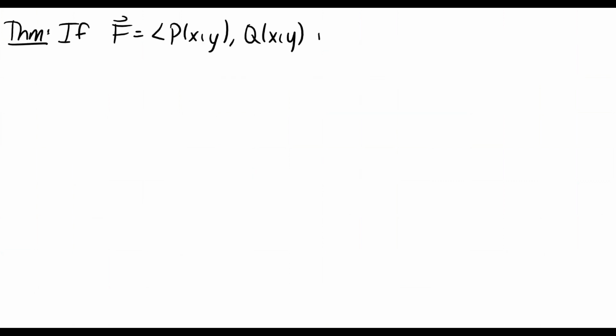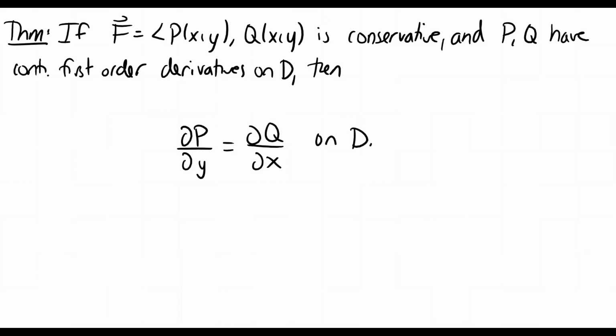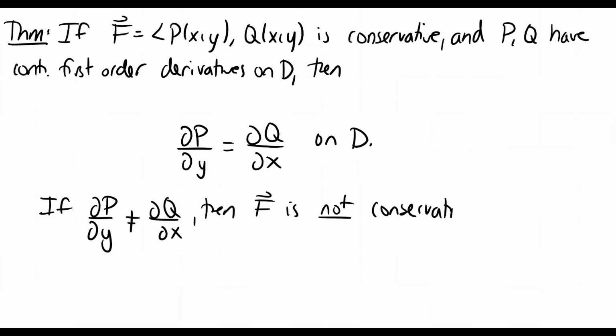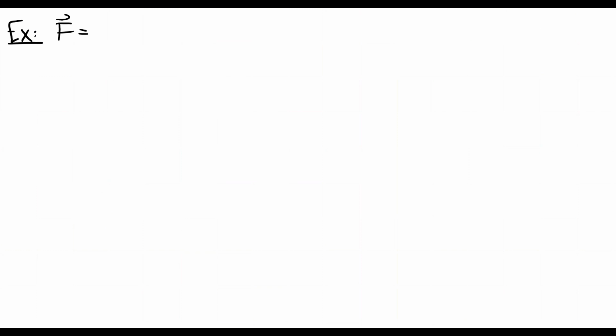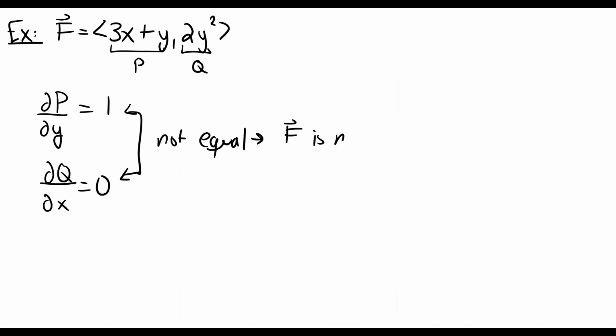This gives us a necessary condition for conservative vector fields. If F equals P, Q is a conservative vector field where P and Q have continuous first-order partial derivatives on a domain D, then throughout D we must have that the partial derivative of P with respect to y must equal the partial derivative of Q with respect to x. What this means is that if the partials of Q and P are not equal, then F must not be a conservative vector field. For example, if F equals 3x plus y, 2y squared, then P equals 3x plus y and Q equals 2y squared. If we compute their partials, we get that the partial derivative of P with respect to y is 1, and the partial derivative of Q with respect to x is 0. Since 1 does not equal 0, F is not a conservative vector field.